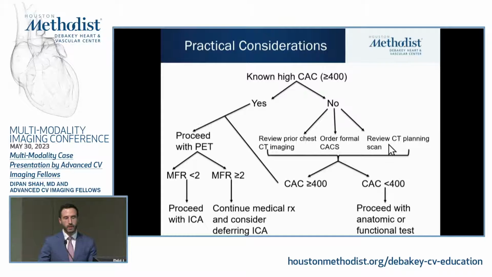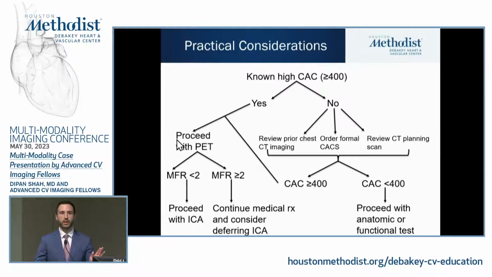And then every patient who gets CCTA has a planning scan done. So it's usually a lower kV compared to the traditional calcium score, which uses 120 kV. But it does give us a fair idea of how much calcification there is. So once you review all these, if you think they have a high calcium score, I think you can go into this algorithm where you can refer them for PET and do not proceed with CCTA.